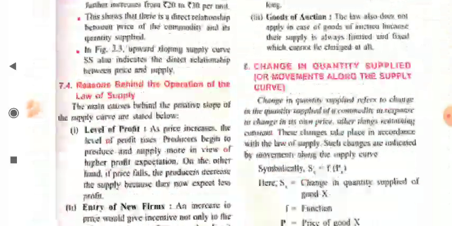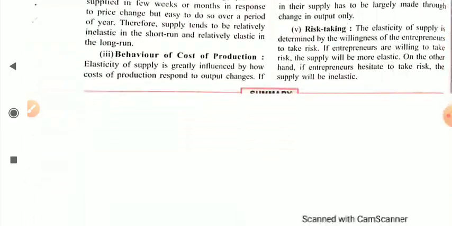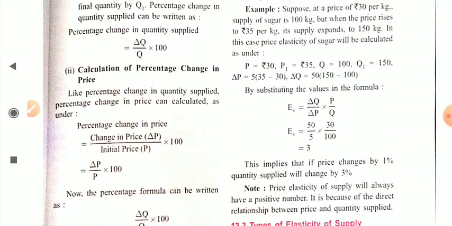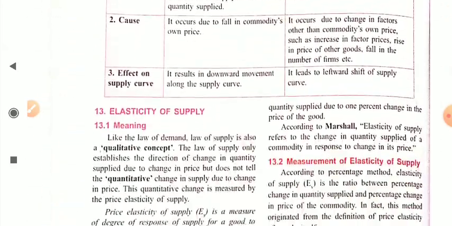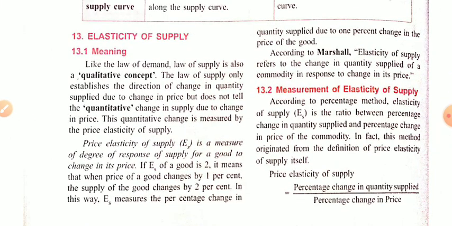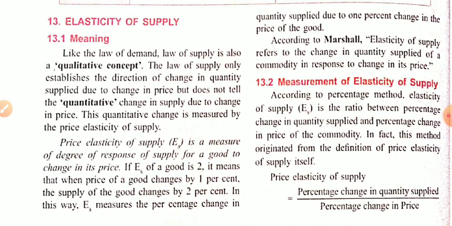If you talk about the elasticity of supply, you are all familiar that like theory of demand, we have theory of supply, which says that when the price of a commodity increases, its quantity supplied increases. You already studied this theory. When the price of a commodity decreases, its quantity supplied also decreases, and other things remain constant. This is our law of supply.